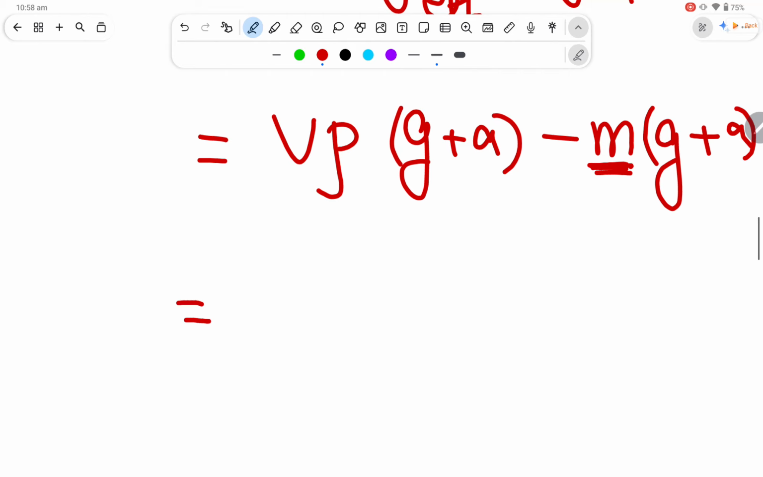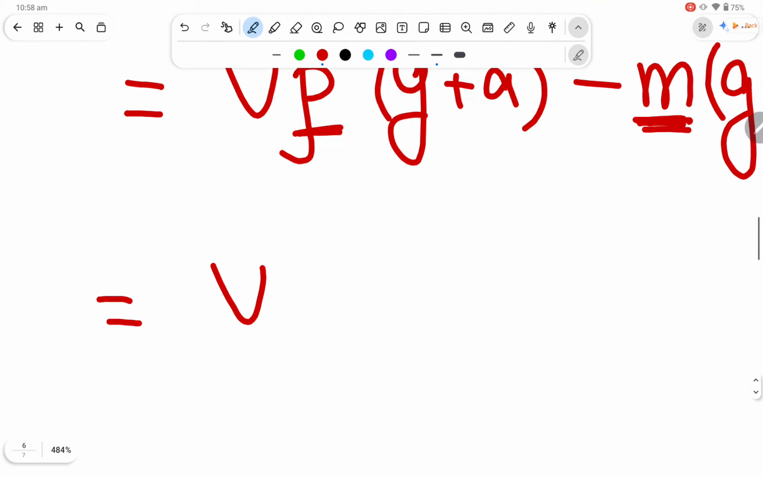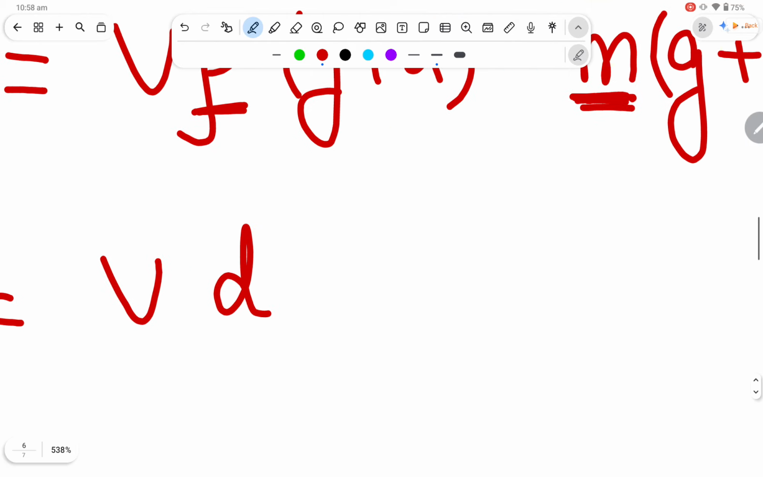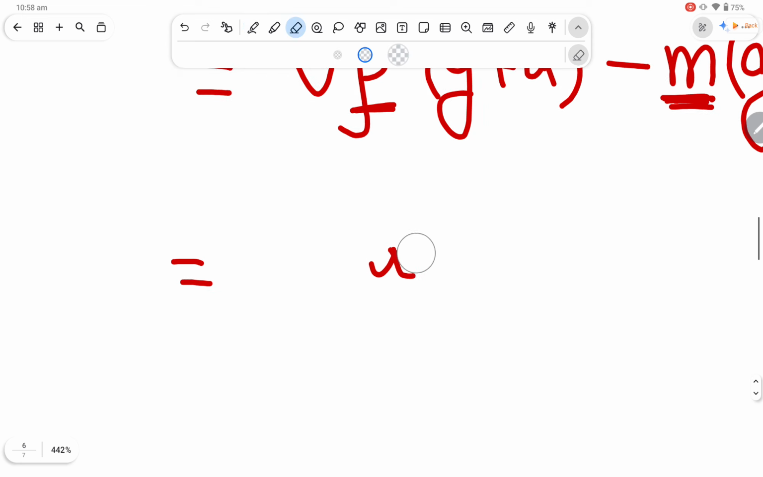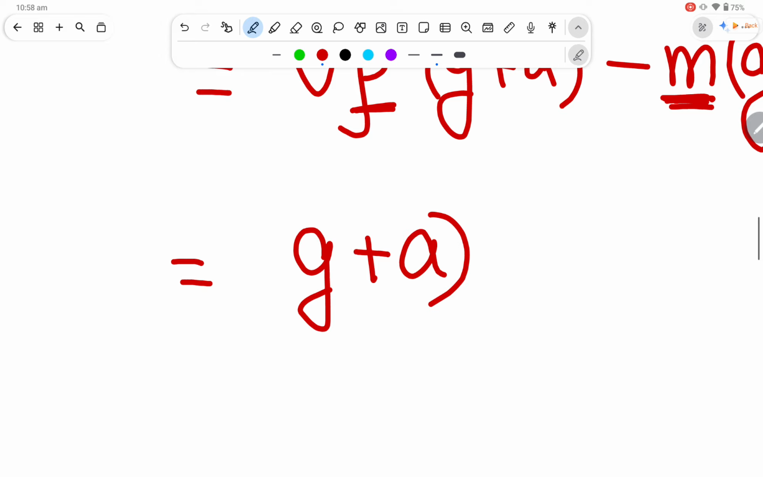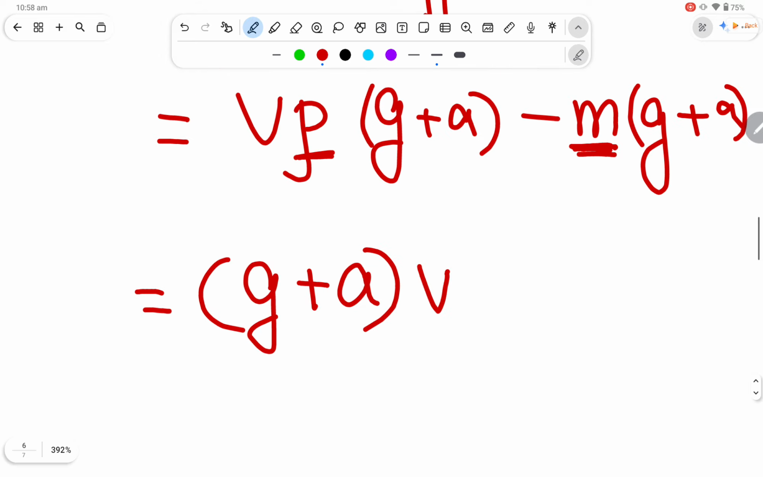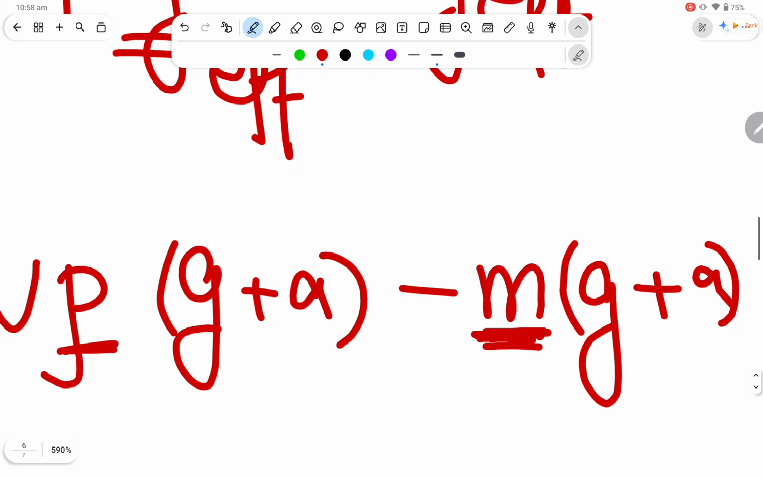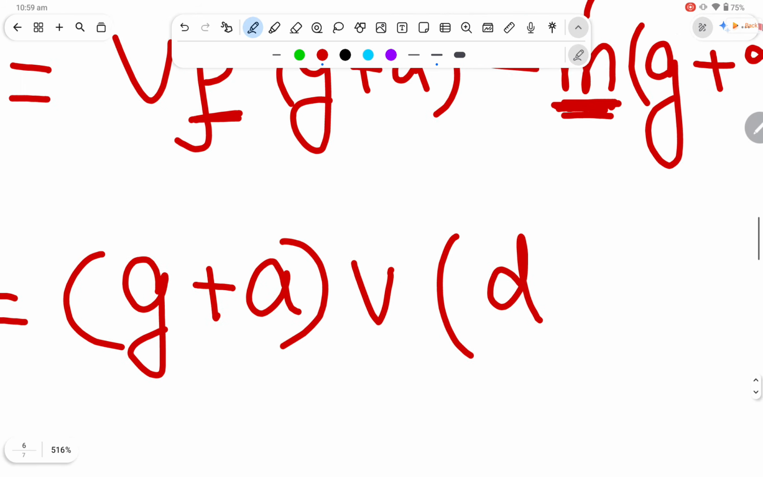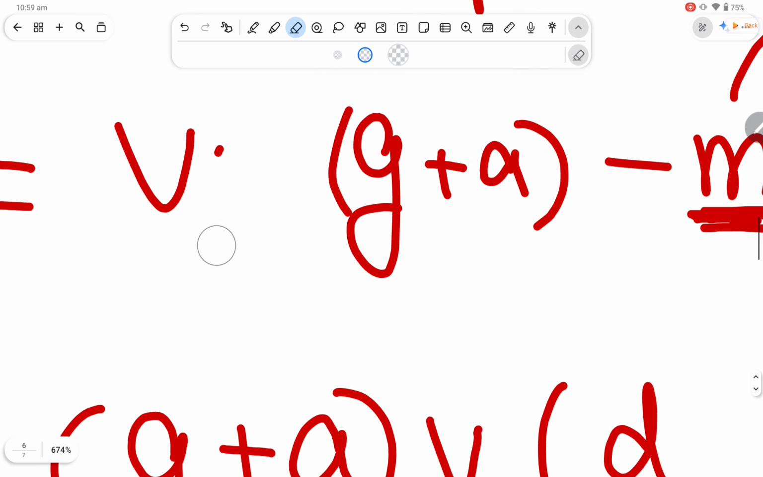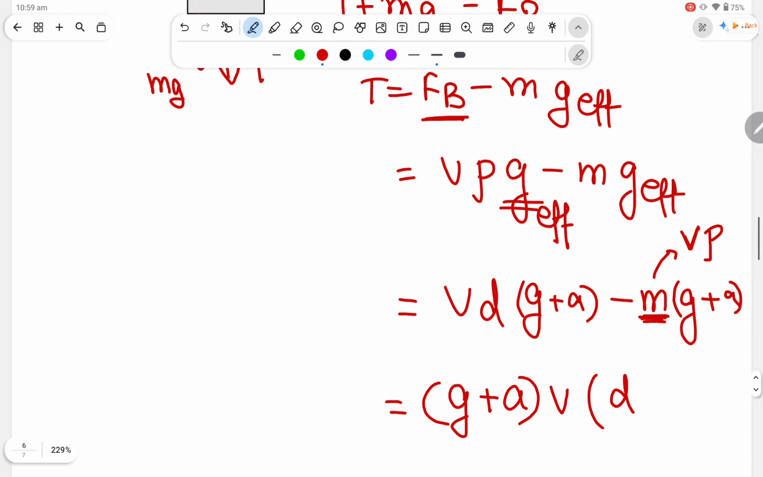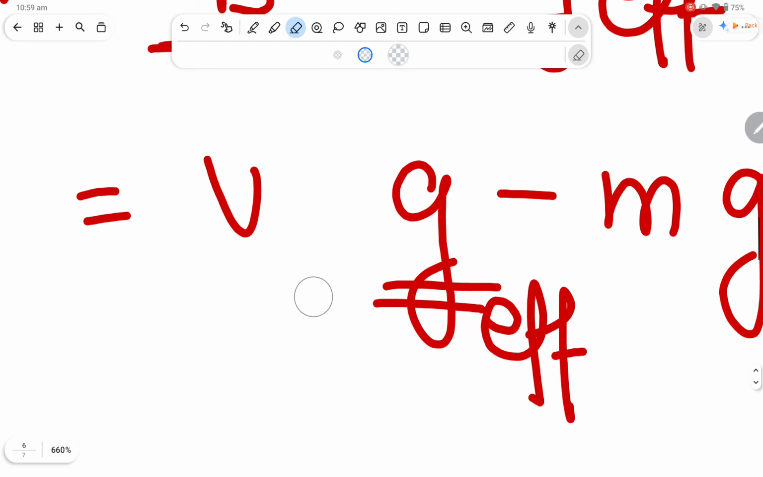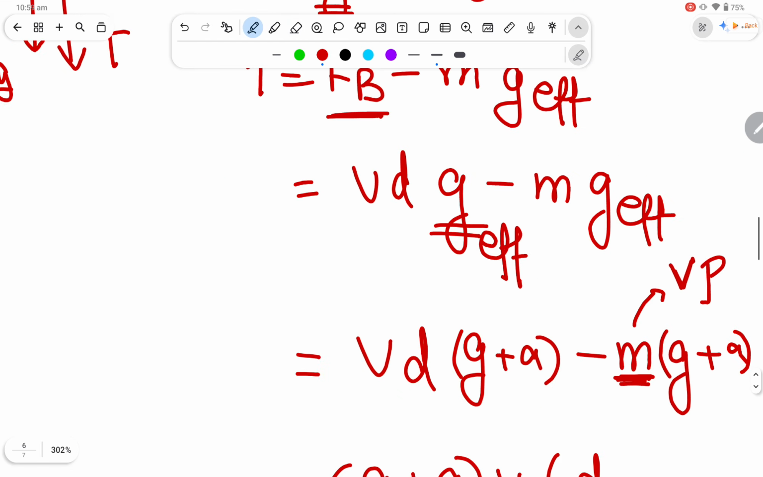It is given that the density is d, not rho. You have to take some things common, like g plus a, and the volume will also be common. Now when you convert the mass, it will be V into rho. So I convert this rho into d, because it is given in the question that the density of the substance is d, not rho. So I will remove all the rho over here and convert it to d.